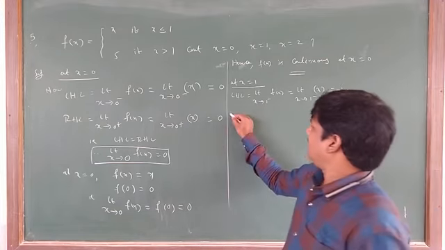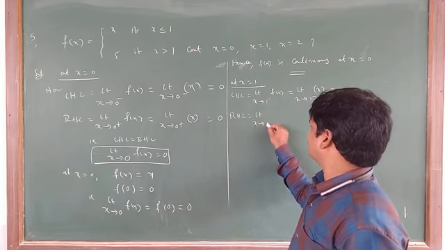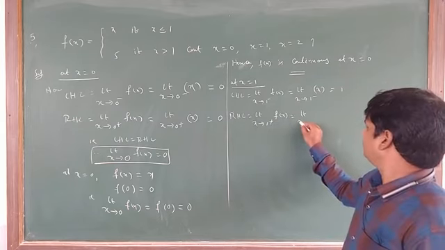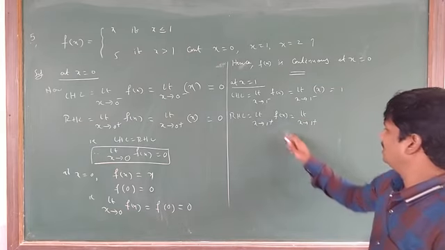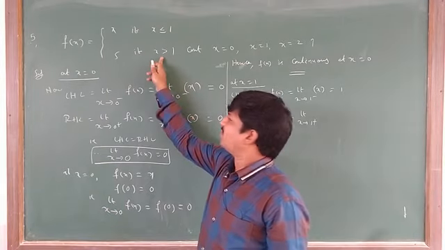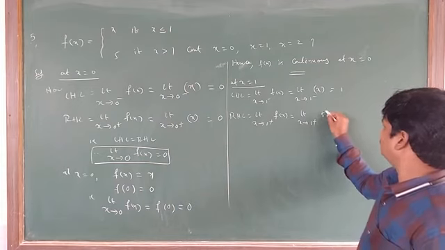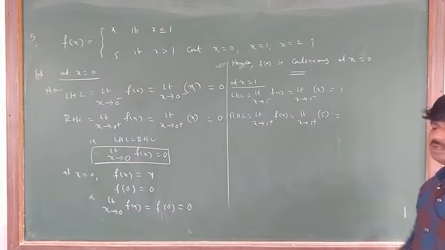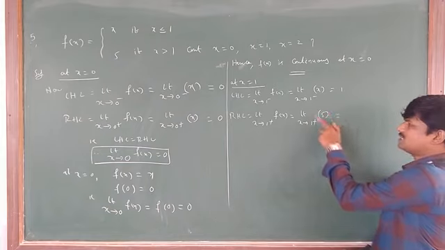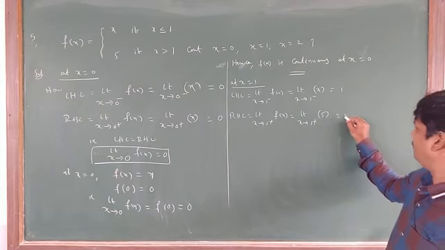Next, right hand limit. Limit as x tends to 1 plus of f of x. 1 plus means above 1, greater than 1. What is the function here? f of x equal to 5. There is no x here, it is a constant. What is the limit of a constant? That constant only. So 5.